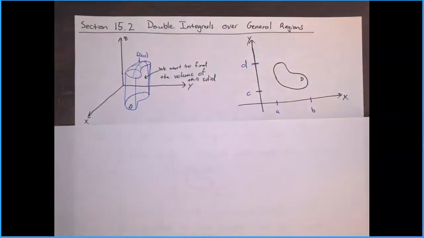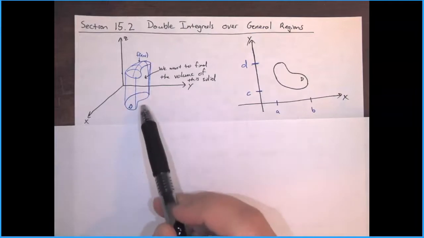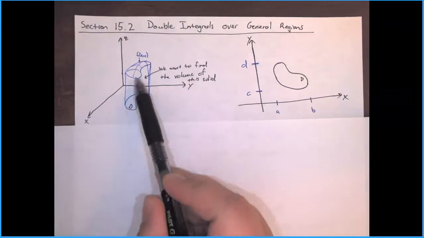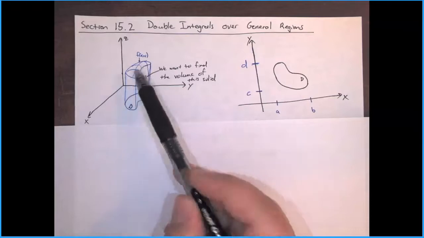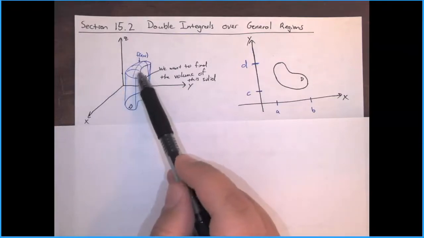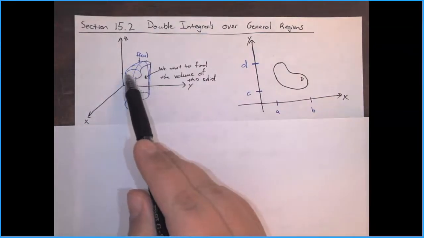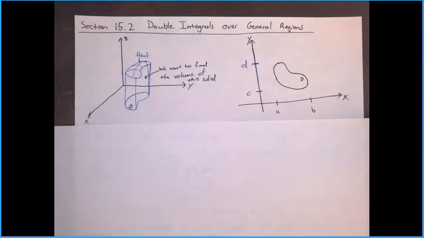So the idea is we want to find the volume of a solid that might look something like this, right? So we have some strange looking region in the XY plane, and we evaluate some function at all the points in that region, so we get some kind of surface, and then the double integral of this function over this region gives us the volume of this solid.